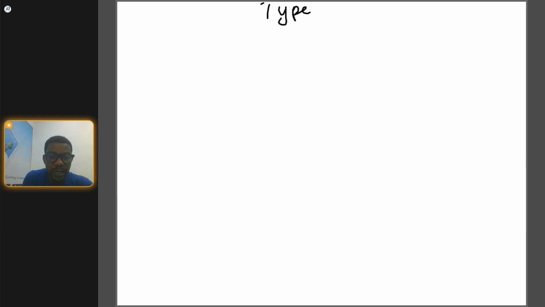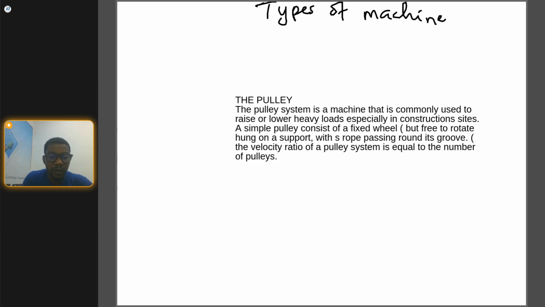We are still under the types of machine. So let's consider the next type of machine, number 2, which is the pulley.